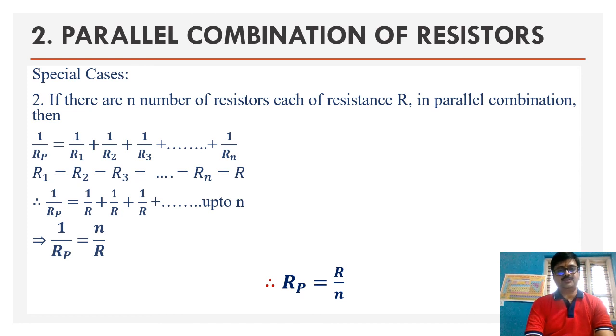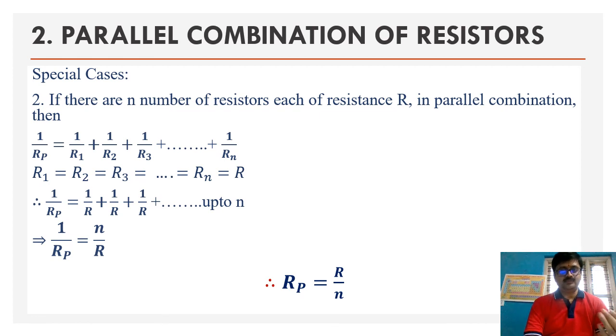So RP equal to R by n is the special case, my friends, that we must remember. In the problems, if you happen to see n number of same resistances connected in parallel, then directly you can write the equivalent resistance as R divided by n. Say for example, if there are 10 resistances having each resistance 10 ohm, then what is the equivalent resistance? 10 divided by 10.